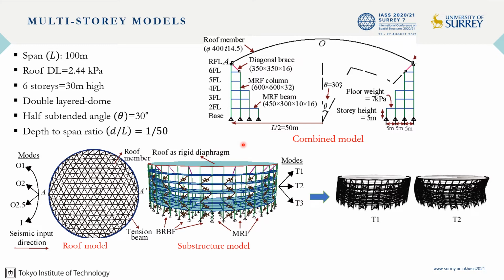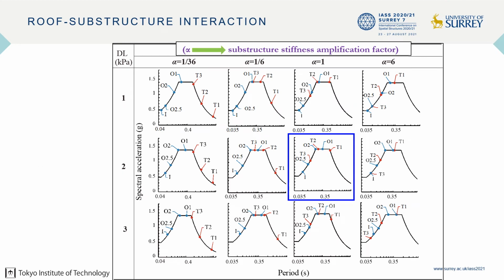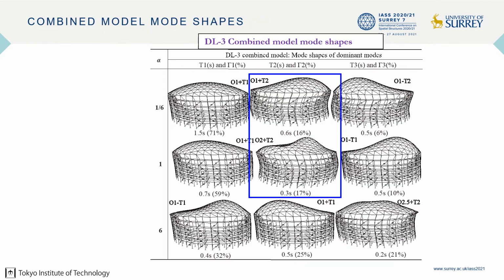We continued the study for multi-story substructures to understand the effect of the higher T2 mode and its interaction with the roof modes. When we plotted the periods on the acceleration spectrum, we found that the higher T2 mode is now in close proximity with the O1, O2, and even the higher modes. So then we found that in the combined model also, the higher modes tended to be dominated by these T2O2 plus T2O1 interactions.